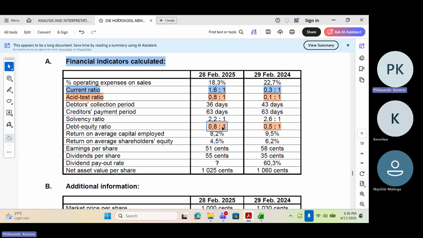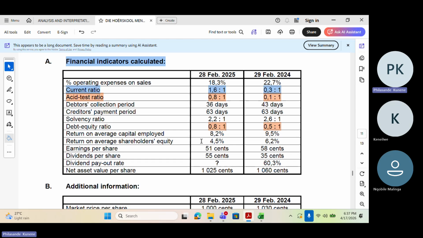But the direction it goes here, it is still in a good position, because debt is still less than the equity. But the way it is increasing means we are starting to rely more on debt. We're starting to borrow more money, which is not the right movement for the business. Because if our debt was 0.5 and it is now 0.8, we're relying more on debt.